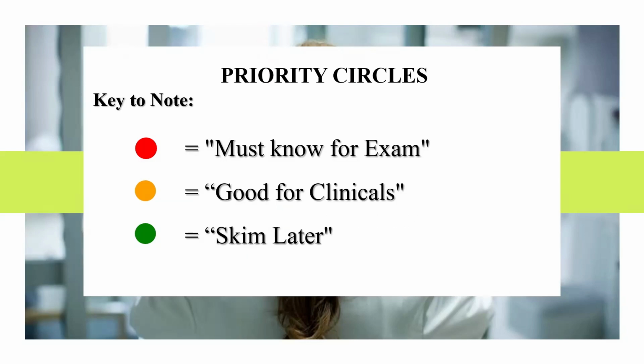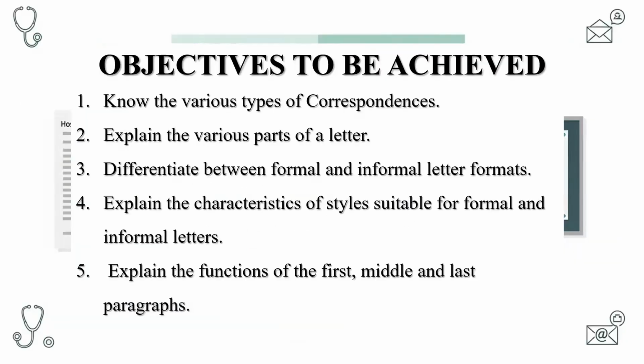Priority circles remain the same. Red circles indicate these areas are a must-know for your exam. Orange circles indicate these areas are good for your clinicals. And green circles indicate these areas need to be skimmed through at later times.